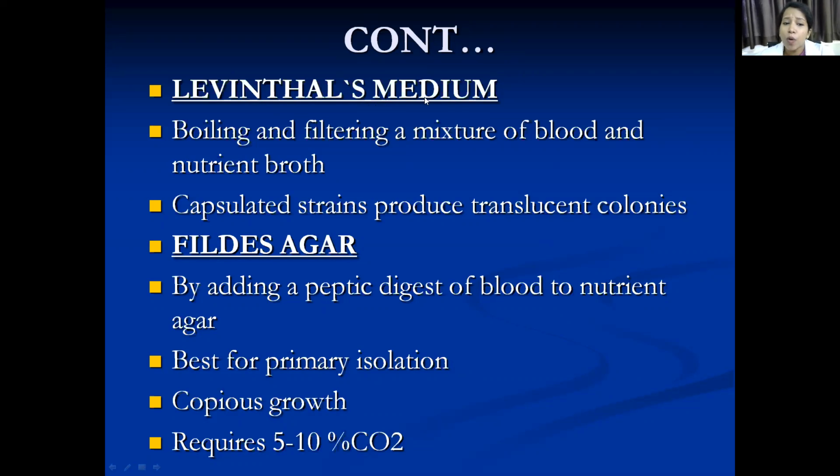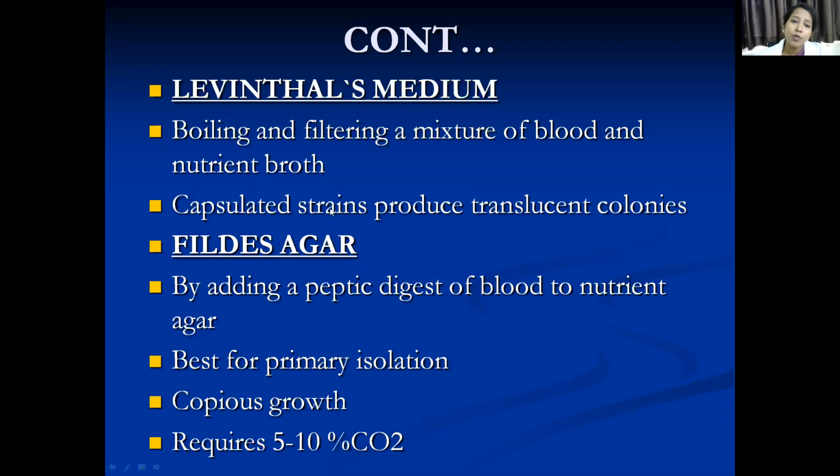In Lewinthal's medium, what happens? It is made by boiling and filtering a mixture of blood and nutrient agar, and it produces translucent colonies. In Field's agar, a peptic digest of blood is added to nutrient agar, and it shows copious growth, meaning more growth is seen in Field's agar. It also requires 5 to 10% carbon dioxide.